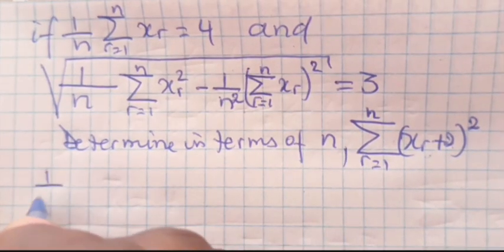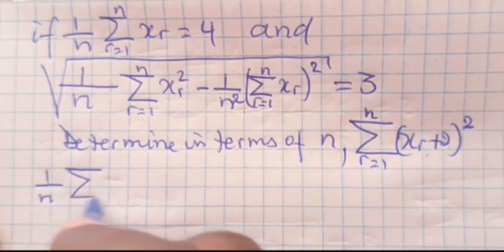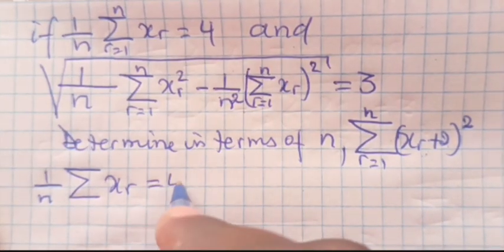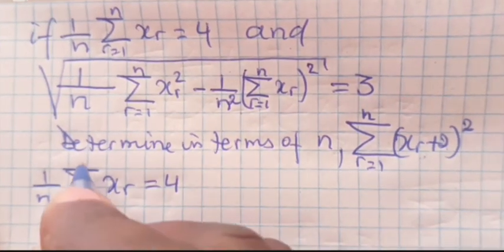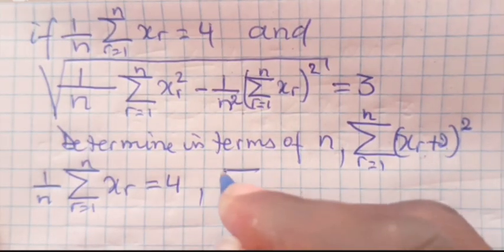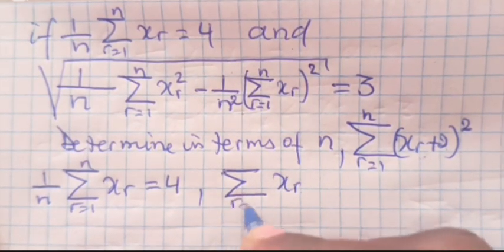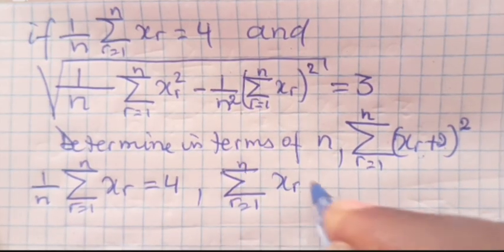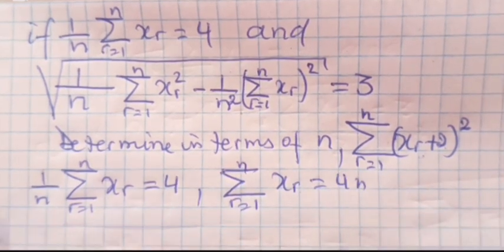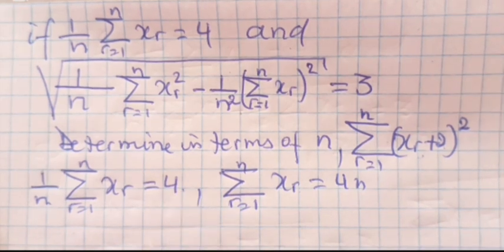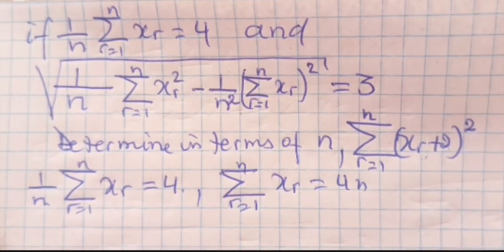As 1 over n times the sum of xr is equal to 4, as r comes from 1 to n, it is clear that the sum of xr as r comes from 1 to n will be 4n. This 4, we multiply by n, to be 4n.